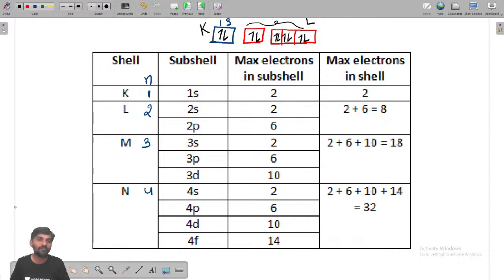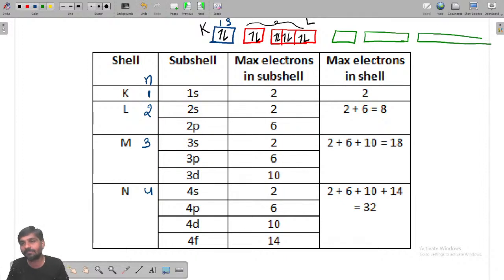Okay, so now if you want to see what is n is equal to 3, for n is equal to 3 you have S, P, D. So it means you have the s subshell, you have the p subshell anyway, and you also have the d subshell.